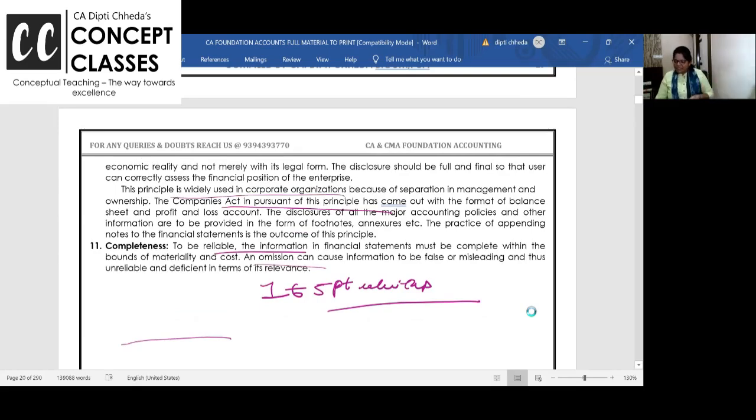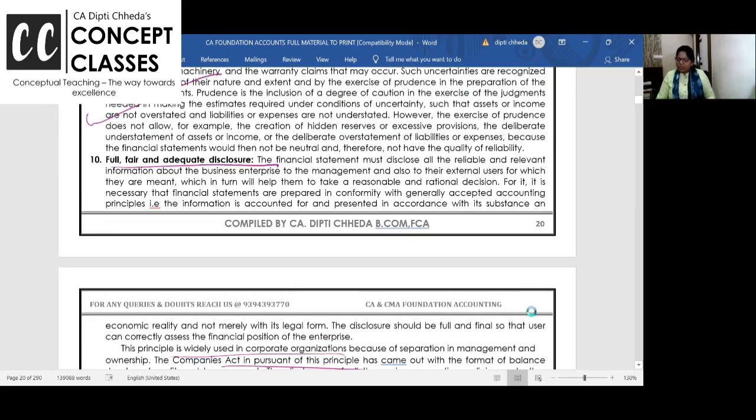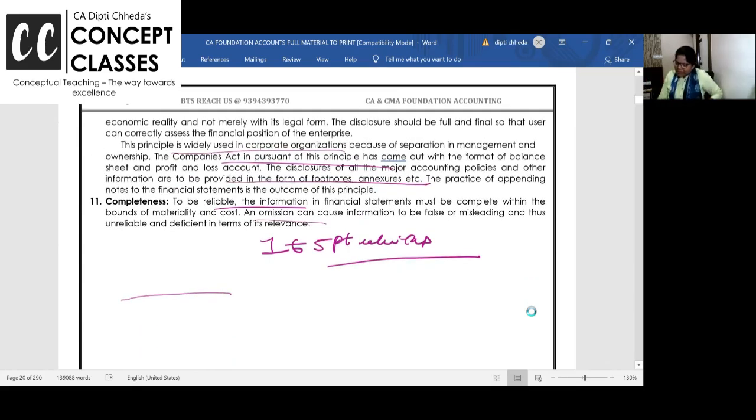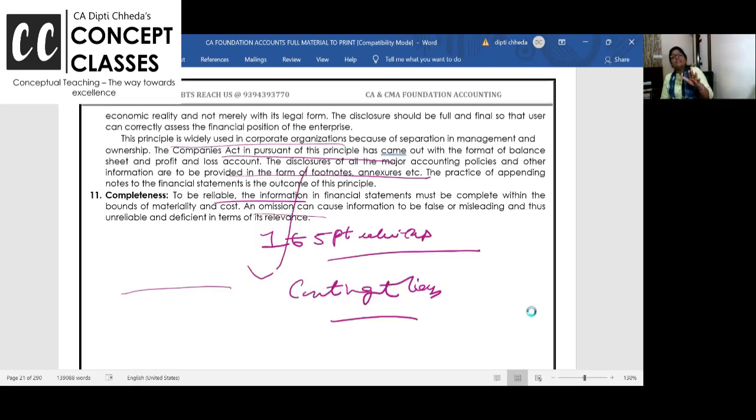See, why we see now this point is saying full and adequate disclosure is already covered in true and fair view. Why do we put so much emphasis on footnotes and annexures? Let me give you an example, the last one, for footnote. Contingent liability. Where do you record contingent liability? Below the balance sheet. I hope all of you know what is contingent liability.